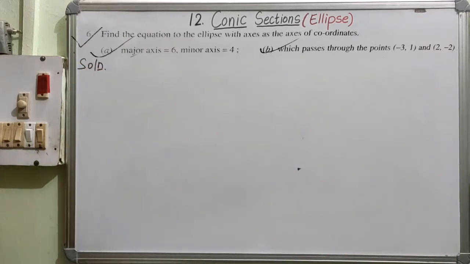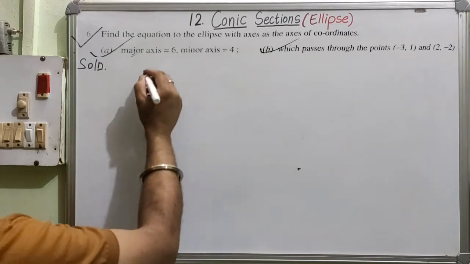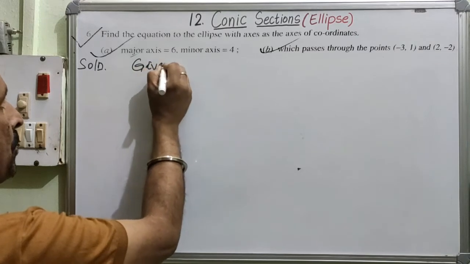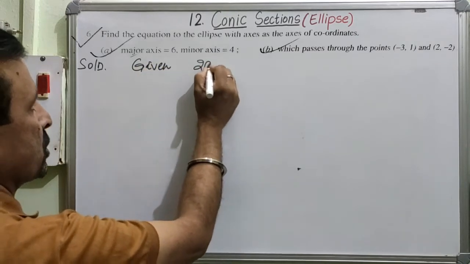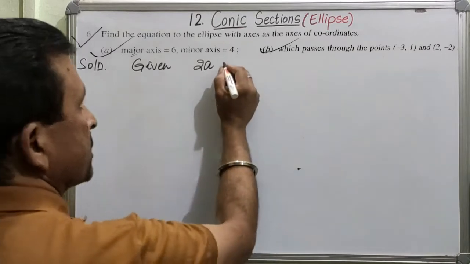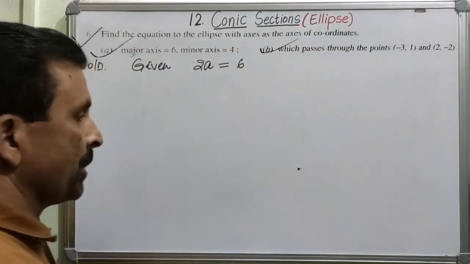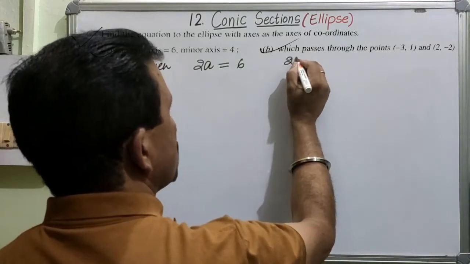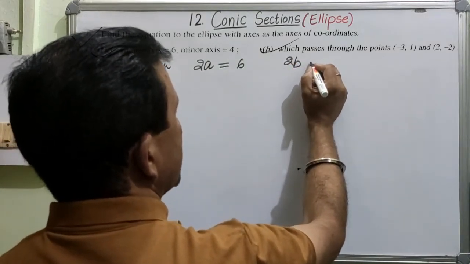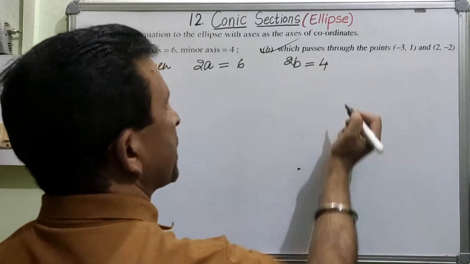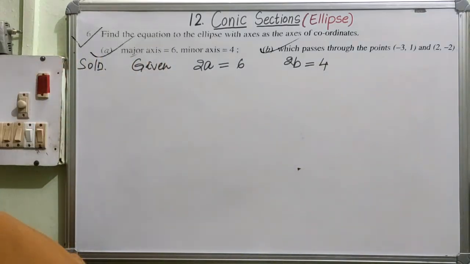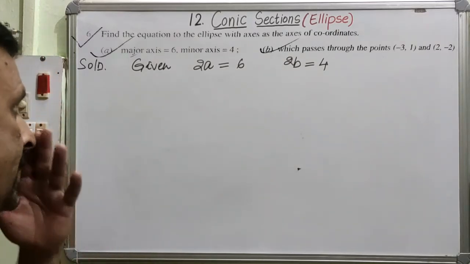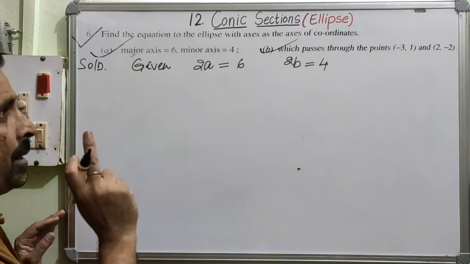First of all, let us write down that the major axis is given as 6. We denote the major axis as 2a, and this value is given as equal to 6, and the minor axis is given as equal to 4. The minor axis, which we denote by 2b, is given as equal to 4, right? With the help of these two pieces of information, we have to write down the equation of the ellipse, right?